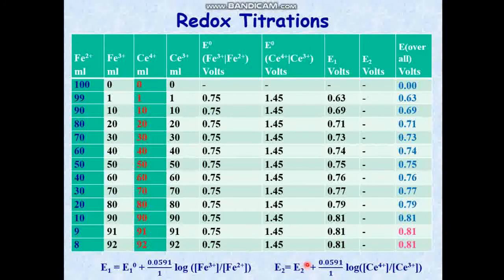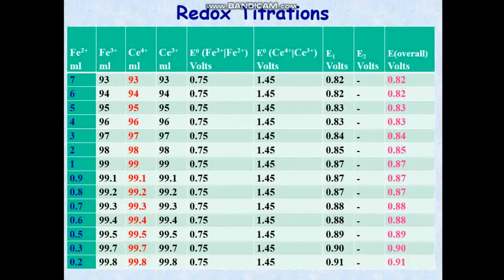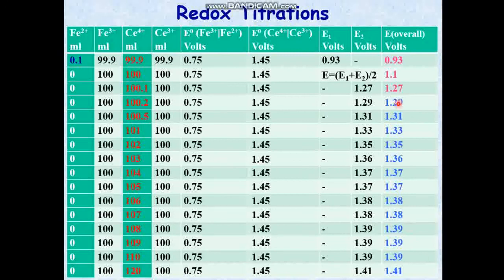Okay, so in the place of E20 you have to put 1.45, and here the concentration of cerium 4 plus and here the concentration of cerium 3 plus. You put the proper values and tally your result with the results being given here in this slide. Okay, so what is the overall conclusion? That at the equivalence point the change in the redox potential of the system would be drastic.